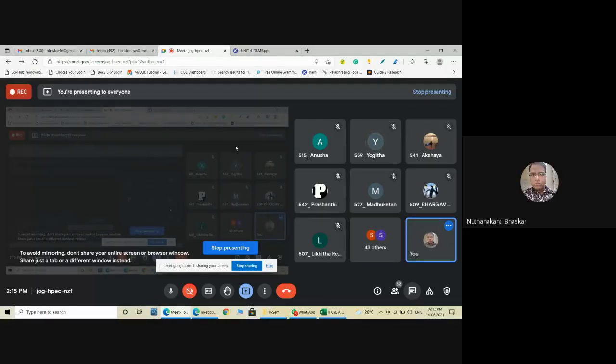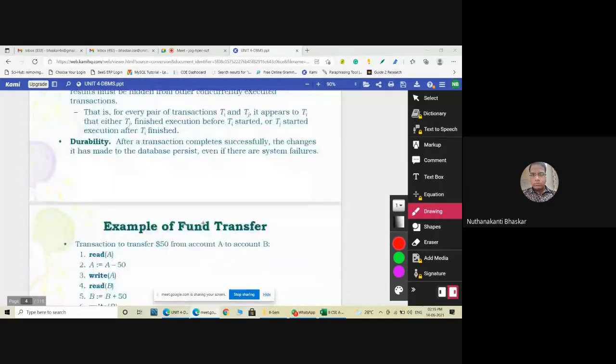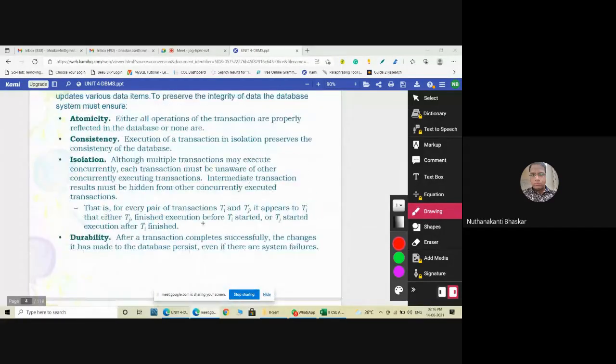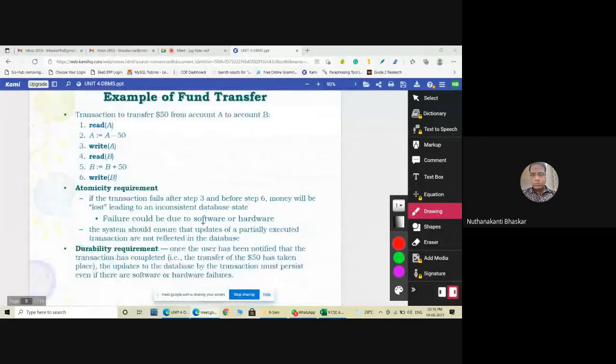Yes, sir. So, ACID properties are very important. That is why I took this much time for asking. Now we will check how the ACID properties work one by one. As I told you in the last class, for atomicity, a few of the students gave the same answer, right?